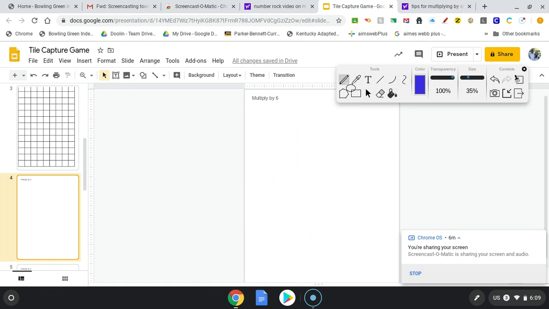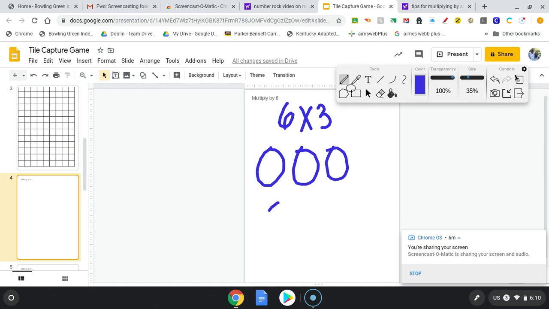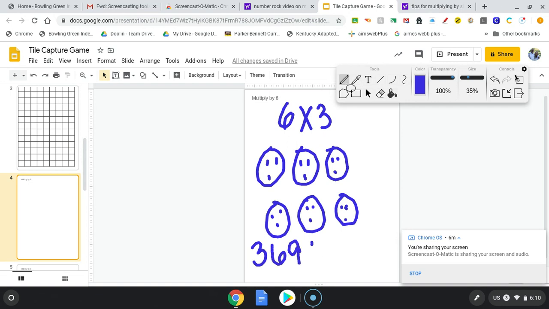Now, for multiplying by 6 today, we know that there's lots of different models that we can use. We can draw an array just like I just showed you. We could also show groups. So if I have 6 times 3, I would do 6 groups, and 3 in each group. Then we can skip count by threes. 3, 6, 9, 12, 15, 18. So 6 times 3 equals 18.